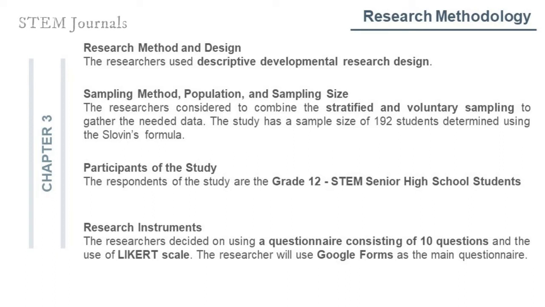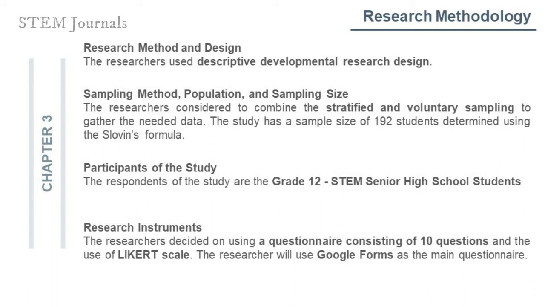The sampling methods that we use are stratified and voluntary sampling. We use stratified sampling because our population is divided into subpopulations. The survey form was given to each section and they answered it voluntarily. Our population is the grade 12 students under the Science, Technology, Engineering, and Mathematics strand, with a total of 371 students. The sample size is 192, computed using Slovin's formula. The formula and the participants of the study will be discussed by Rolando Solarte.